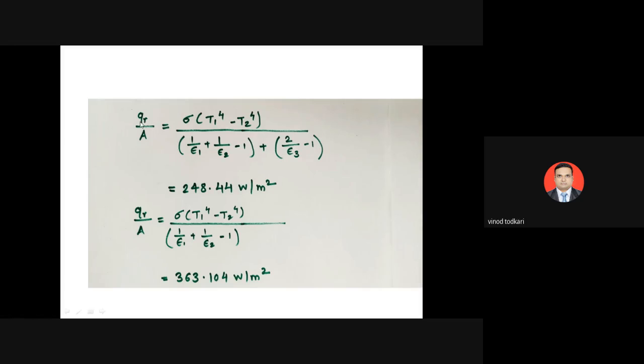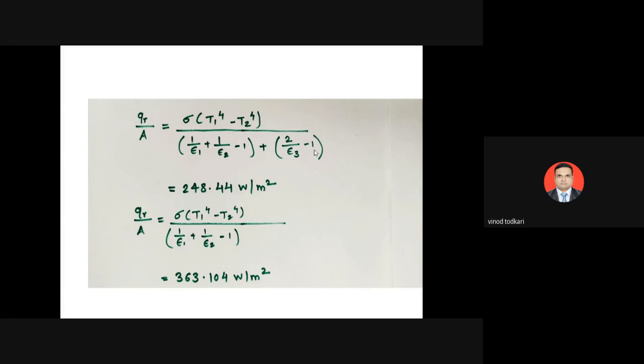If there is shield, which formula do we use? We use the formula QR upon A is equal to sigma into bracket T1 raised to 4 minus T2 raised to 4 divided by 1 upon epsilon 1 plus 1 upon epsilon 2 minus 1. This term is as it is, right? The two equations are the same, only one term is additional. What is that term? Plus 2 upon epsilon 3 minus 1, right? So what will we work out? We will work out the rate of heat flow by radiation without shield, and the rate of heat loss by radiation when shield was there, right? It is obvious that when you place a shield, the rate of heat transfer will get reduced.